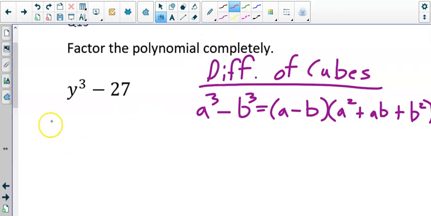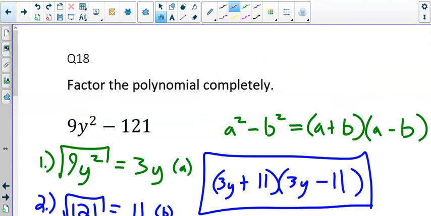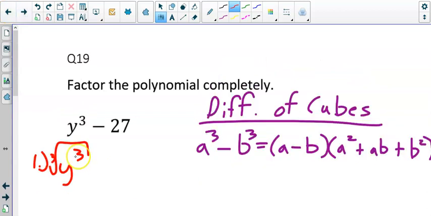So my first term is y cubed, and I want to take the cube root of it. What's a cube root going to do to a cube? Cancels it. Just like what happened before, how the square root took care of the square. So the cube root and the cube cancel out, and you're left with y. That's A.